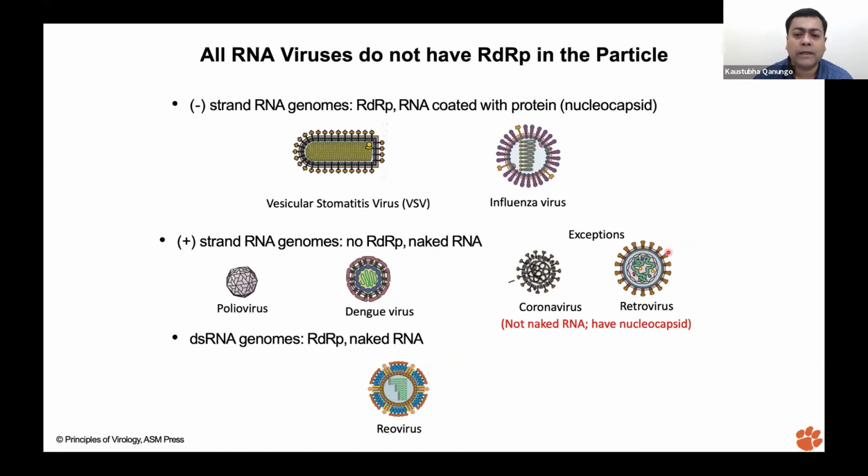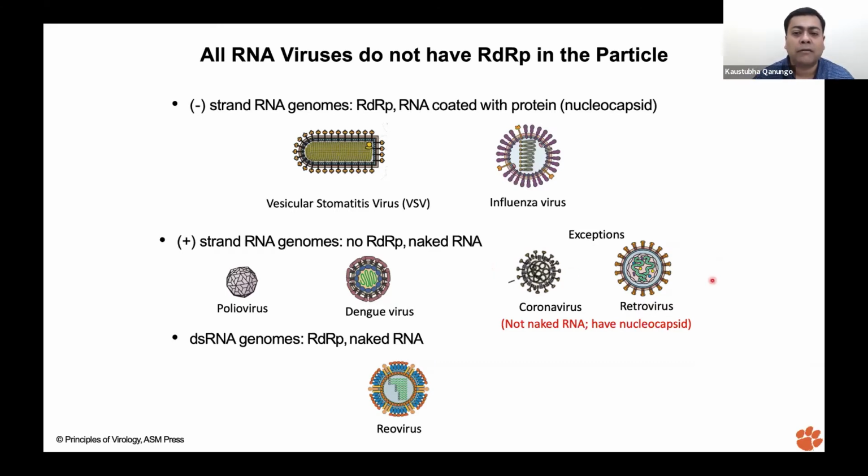On the other hand, you can see that there are some exceptions, like coronavirus. They are not naked RNA, but they have a nucleocapsid. One of the reasons may be that the coronavirus genome is the largest genome of any RNA virus. It starts around 28, 29 kilobases. It is usually within 32 kilobases, but there are some which are almost close to 40 kilobases long. There is no RNA virus with such a large genome. Any genome bigger than that size becomes a DNA virus.